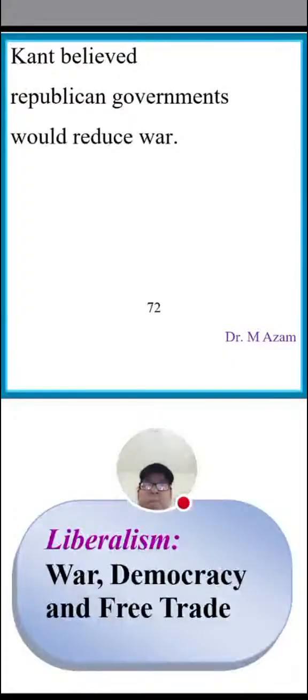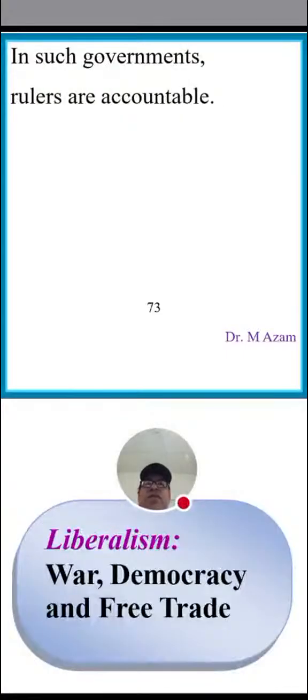Immanuel Kant believed Republican governments would reduce war. Republican governments, democratic governments, would reduce war. In such governments, rulers are accountable. People can question them. People can ask them, why do you do this? Why are you starting wars? Why are you making these policies? So they are accountable.